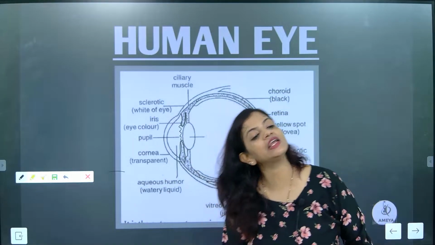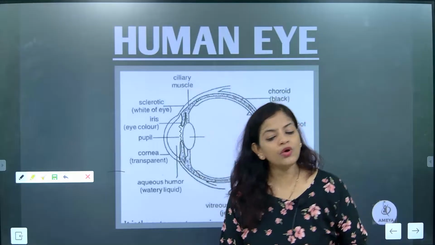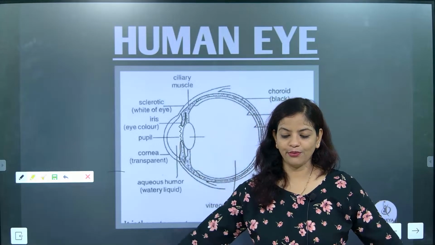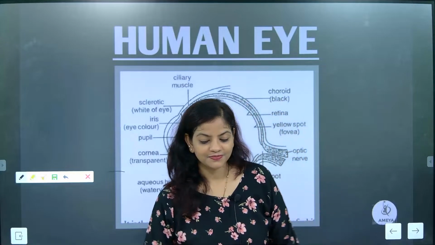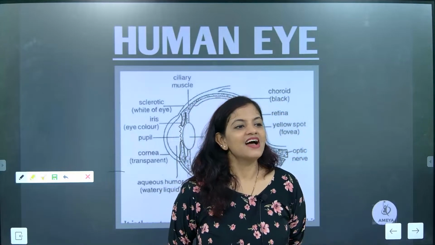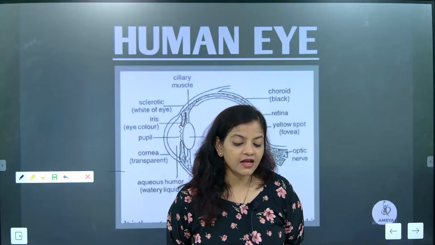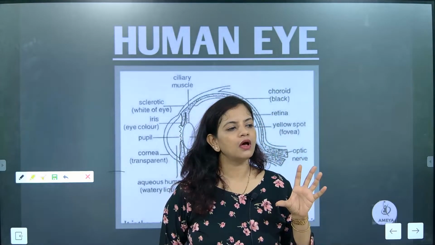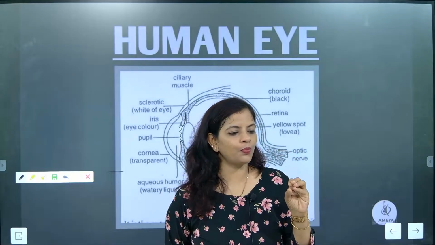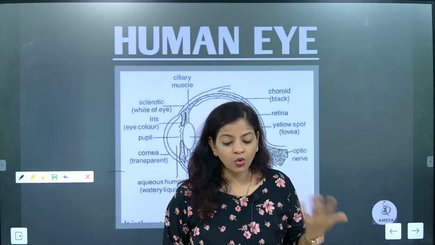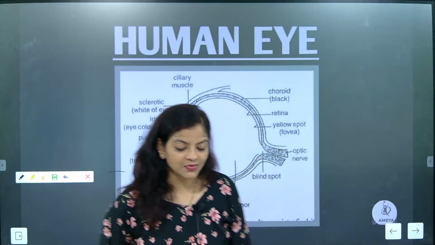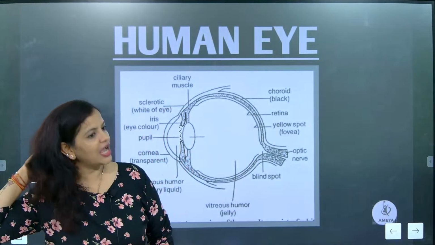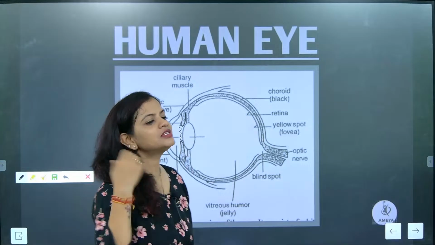So who is deciding how much light should enter, pupil or iris? Iris. The iris is deciding, because the pupil is just an opening. How wide or how narrow it is open will be decided by whom? Iris, absolutely. The iris is the one who decides how much light should enter.